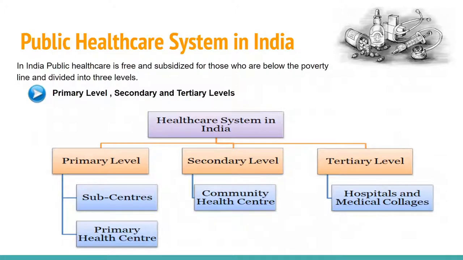At the primary level, the subcenters are the first interaction point between the primary healthcare and the local community. At the secondary level, we can see the community health centers, where the facilities run with at least four medical surgeons. Finally, the top level of public care provided by the government is the tertiary level, which consists of government hospitals and government medical colleges, where we can find a high patient load with all the medical facilities, which is totally free of cost.